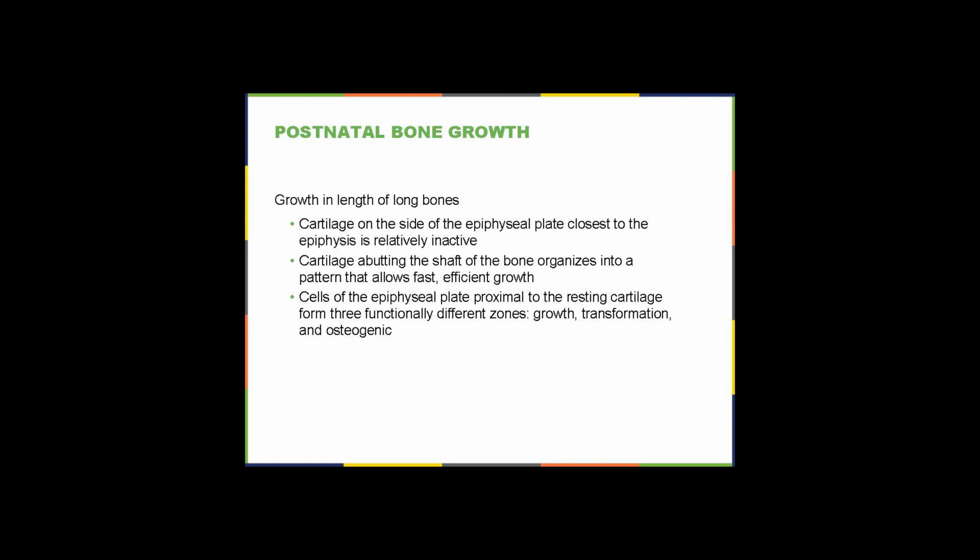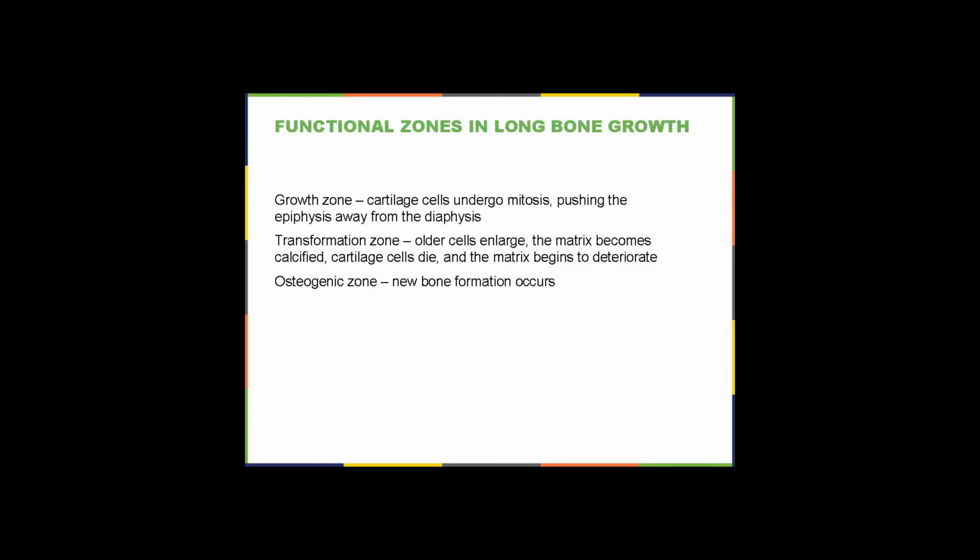it will start to organize itself into a pattern that will allow for really fast, efficient bone growth, okay? And we can divide that into sections. There's the zone of resting cartilage, it's not really doing much. Then we have the zone of growth, where these cells, these chondrocytes, start dividing. Then they're going to be transformed. They're going to start to hypertrophy, which means get bigger. And because they get too big, they die. And once they die, then we can start turning it into bone.